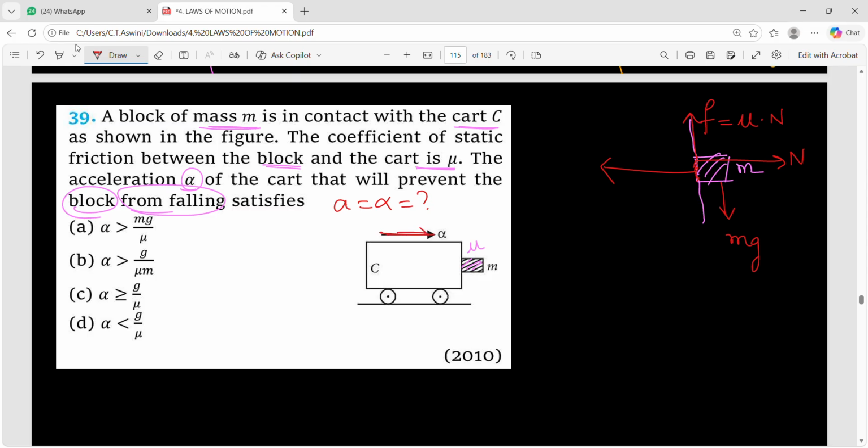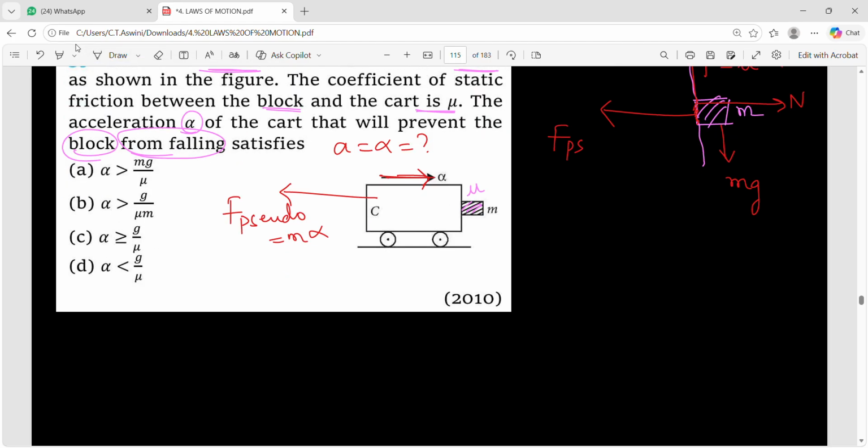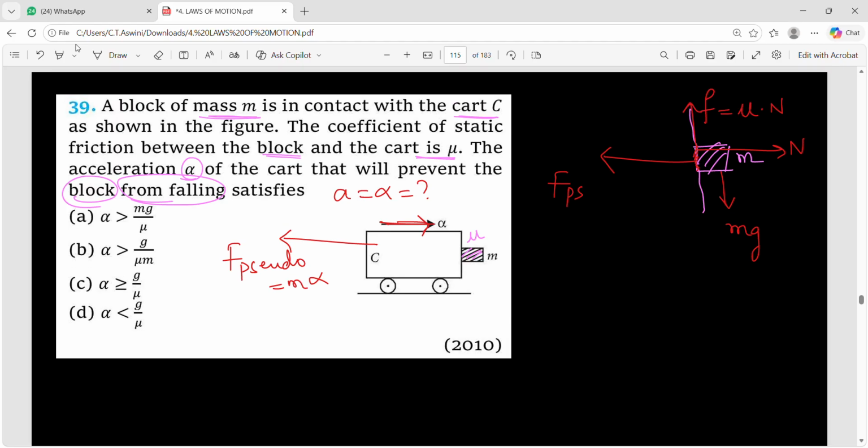The cart is moving forward. This is a non-inertial frame of reference. So what do we do in the opposite direction? We consider a pseudo force, which is equal to mass into acceleration, that is m alpha. So now this normal reaction is actually equal to the pseudo force. That is why concepts are important. All the time normal reaction is not equal to mg. Normal reaction is equal to the opposite force which is present. Okay.